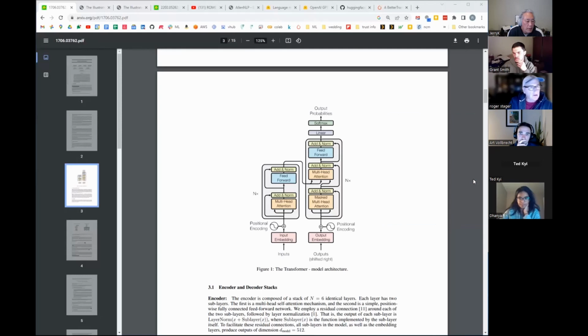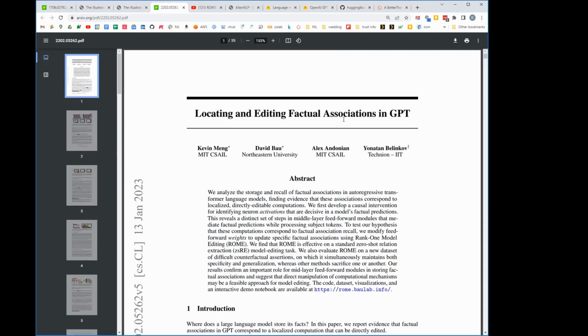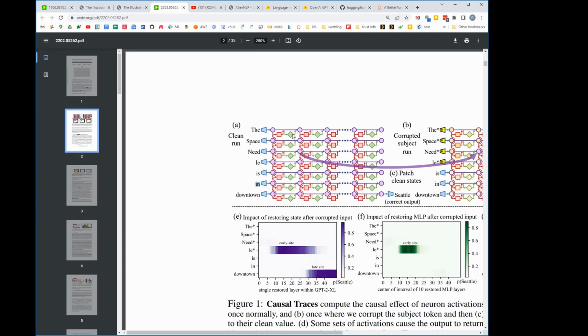Okay, so what we're going to go through today, as I mentioned before, it'll probably be a 2-week session. We're going to be ultimately reviewing this paper, Locating and Editing Factual Associations in GPT. The thing I wanted to cover before we get started, just briefly, is one of the key visuals they use here.